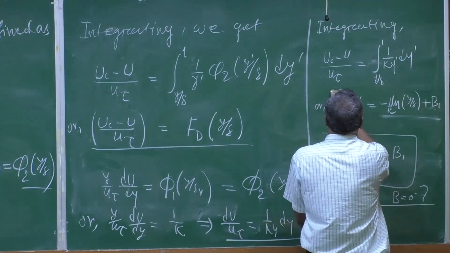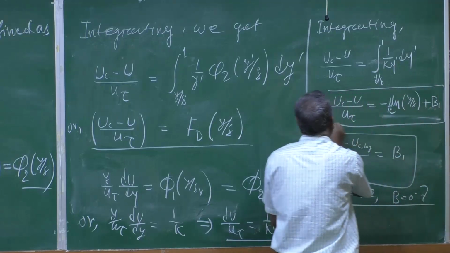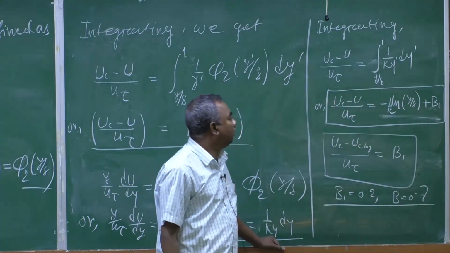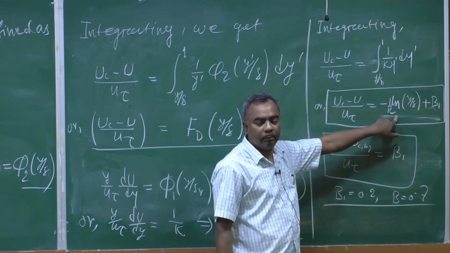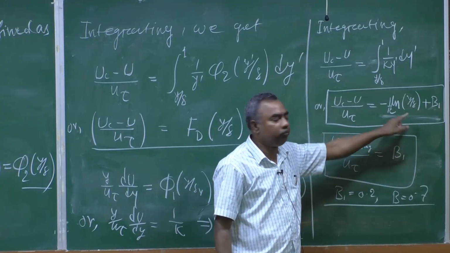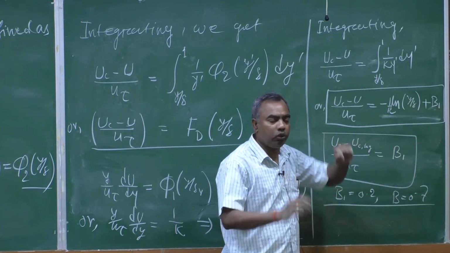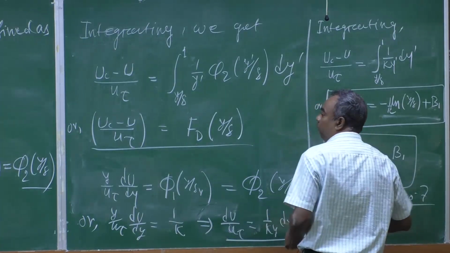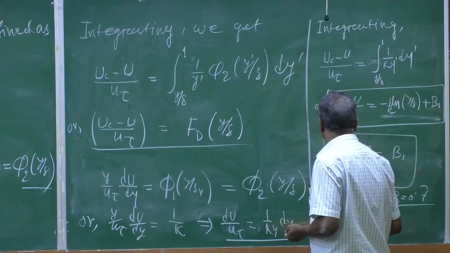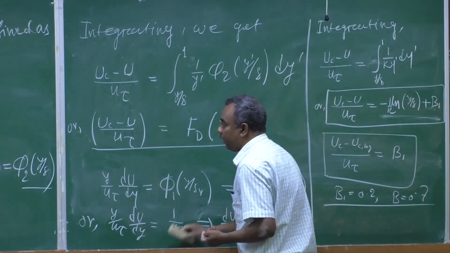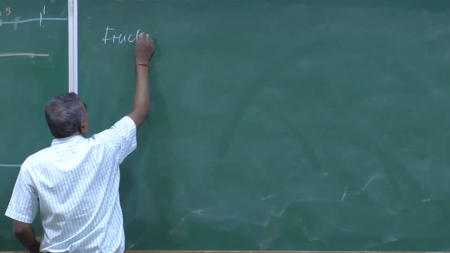So, anyway, this is what is your velocity defect in terms of log law, which can be written for the overlap layer. Now, one central issue which we have to address is the friction law. Friction law.